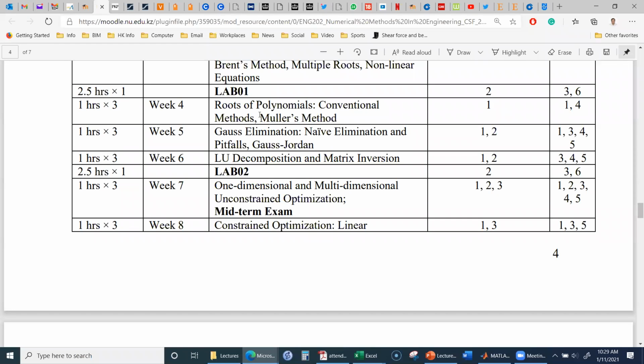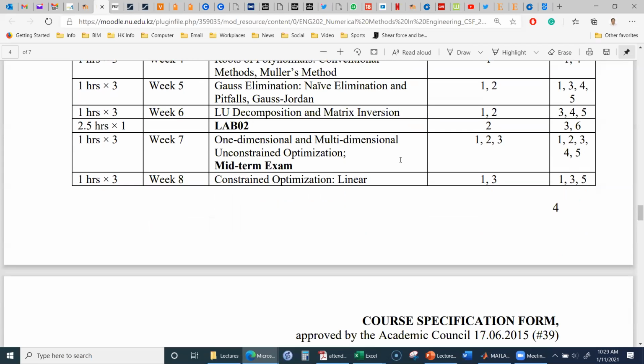Then also the roots of polynomials, conventional methods, and then Gauss elimination methods. So these are the methods which are used for simultaneous equations. LU decomposition and matrix inversion. So we have done that in the differential equations course as well, but here we will learn about the numerical solutions for such techniques.